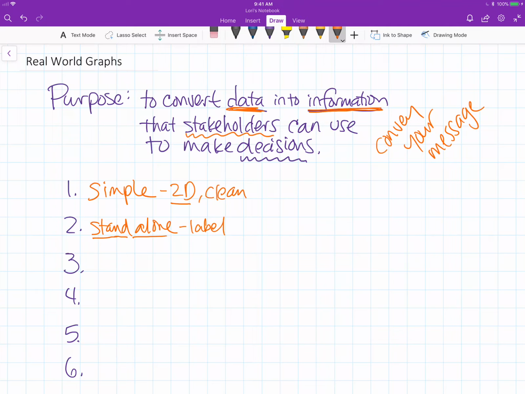and so if the graph itself has missing pieces, that can be problematic. The third thing is scale, and by scale I'm talking about typically the y-axis.